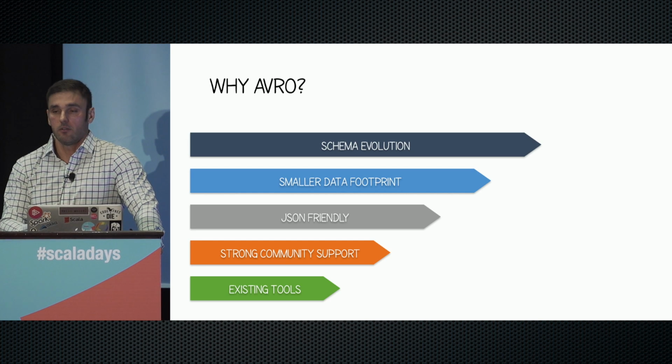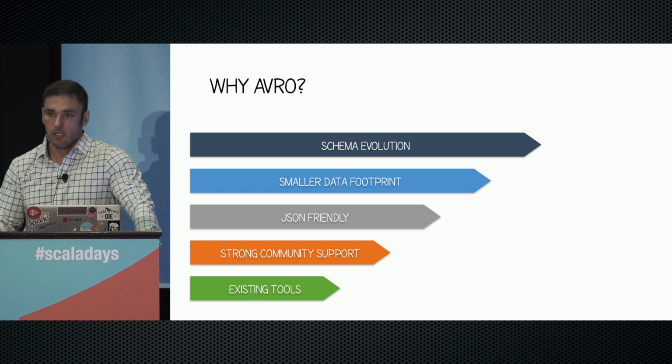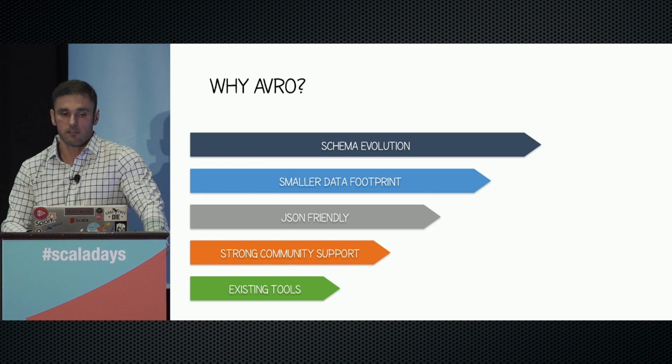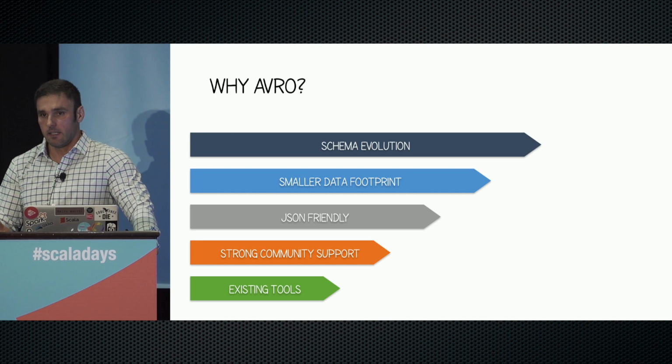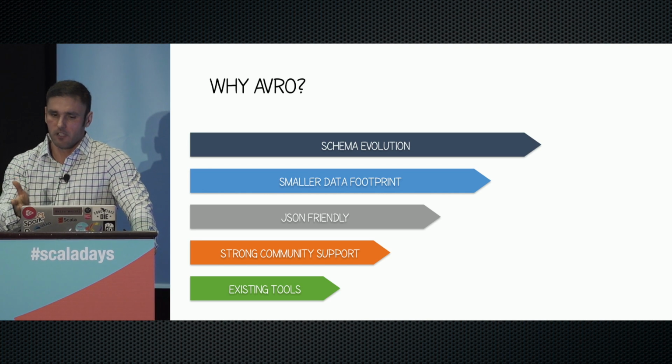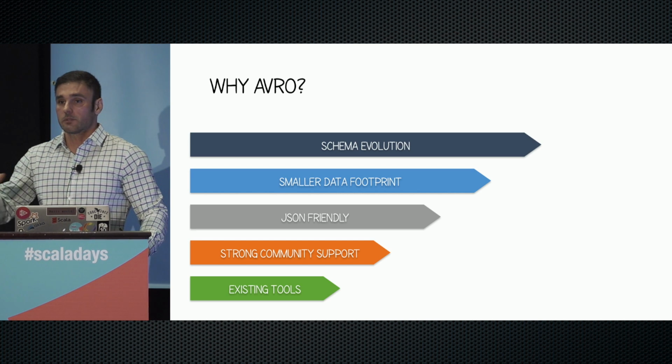And it can actually do compression, so you can do Avro with Snappy or Avro with gzip, and it really gets the file sizes a lot smaller. And then the other one, JSON friendly. As opposed to protocol buffers or the other serialization frameworks that are out there, Avro works with JSON.